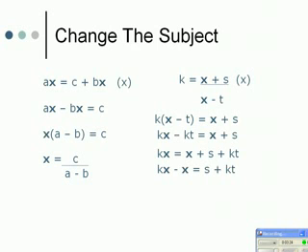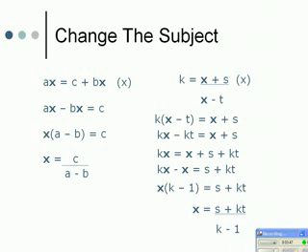So now I've got kx minus x equals s plus kt. And I've got the x's all on the same side, which is what I'm after. Now they're on the same side again, I can factorise by taking a factor of x out. So x times k minus 1 equals s plus kt. And then as before, I can simply divide by what's in the bracket. So I know that x will equal s plus kt, all divided by k minus 1.